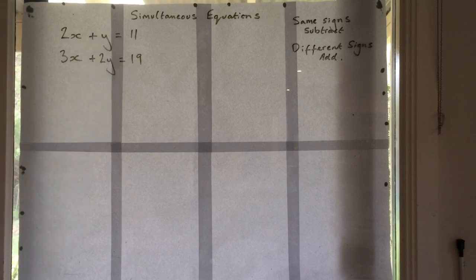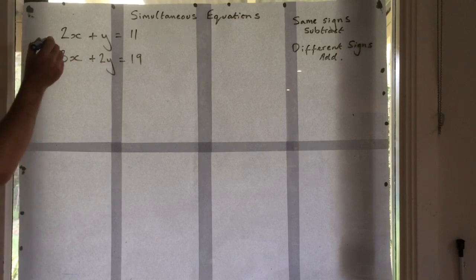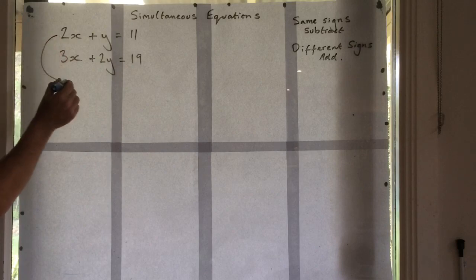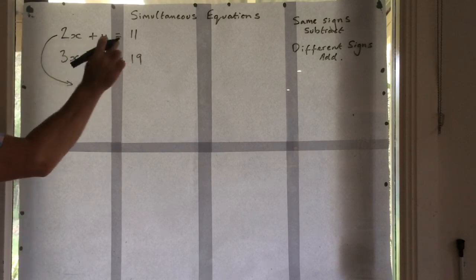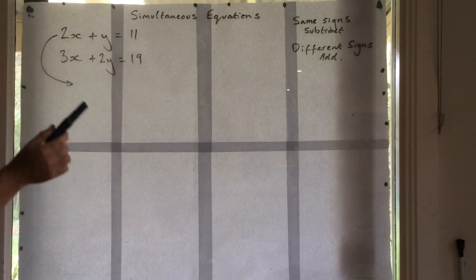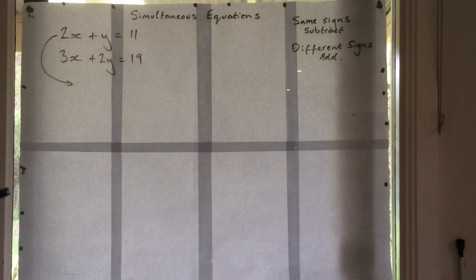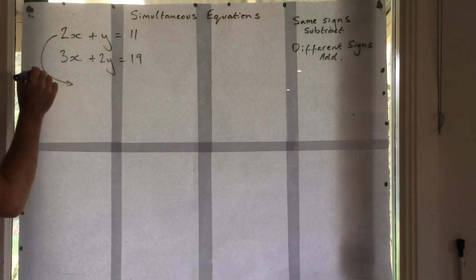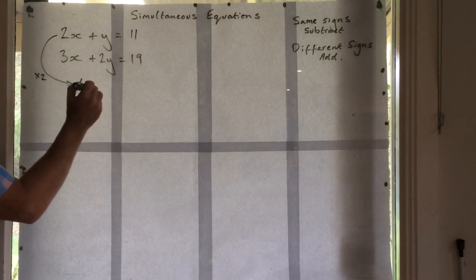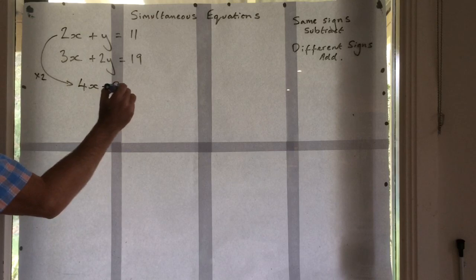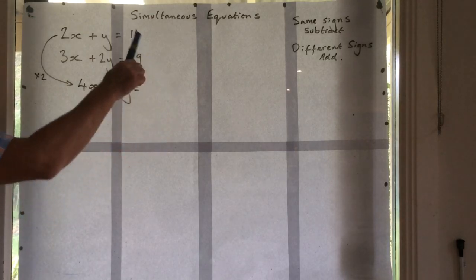Again, they're different. So what we're going to do is take this first equation and multiply it all by 2. And remember, what I do to one side of an equation, as long as I do it to the second side, everything remains the same. So here I'm going to multiply this by 2. So I'm going to write this as 4x plus 2y equals 22.